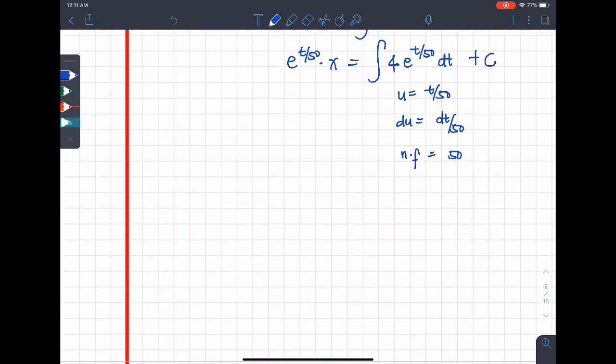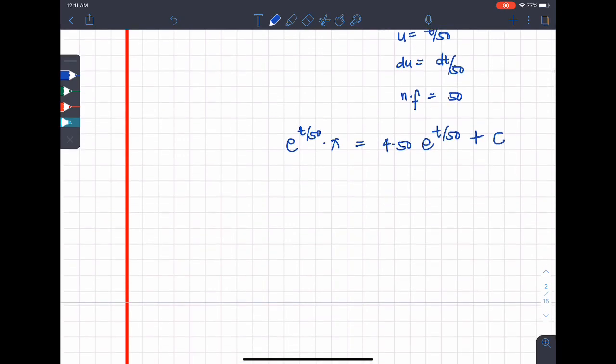So this would give us e raised to t over 50 times x would be equal to 4 times 50, then e raised to t all over 50 plus c. Or simply, x e raised to t over 50 is equal to 200 e raised to t over 50 plus c. And then we are to find the value of c.